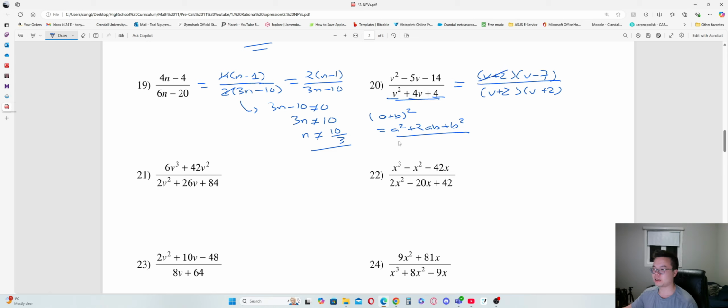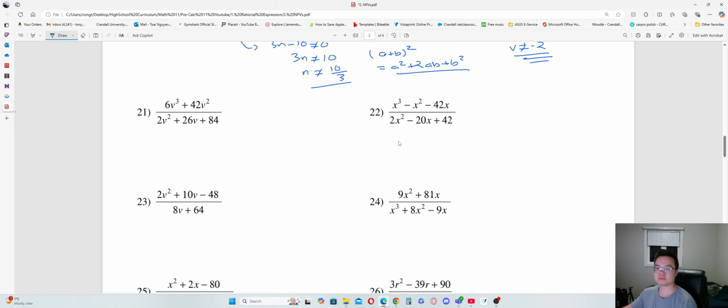Now let's simplify. V plus 2 cancel out. Then I will have v minus 7 over v plus 2. My NPVs is going to be v cannot be equal to negative 2. We only state once, remember? Because they are identical, we don't need to state it twice.